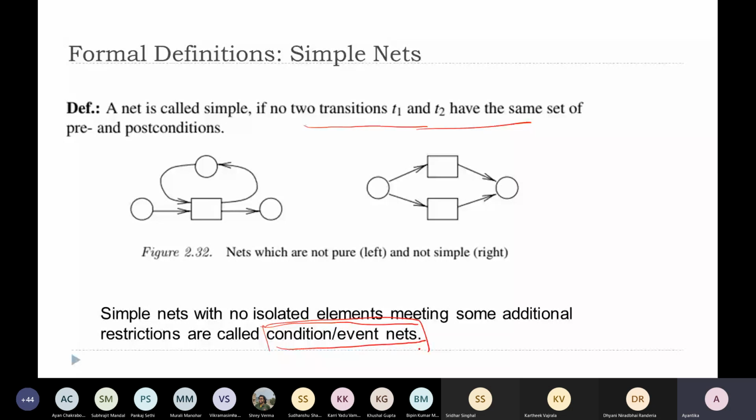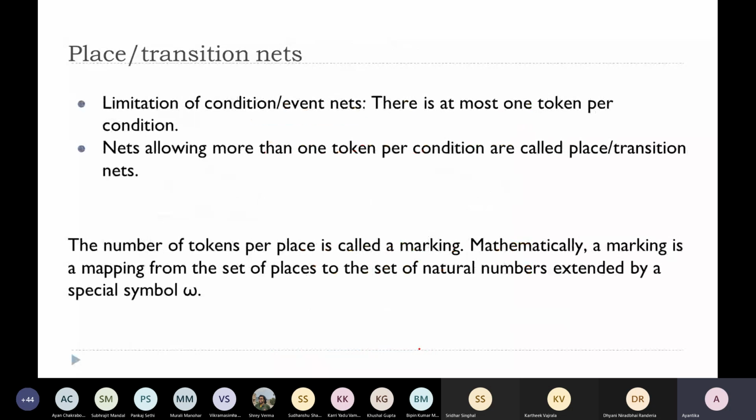This condition event net is basically the simplest form of Petri net, and we will see a few improved versions of this simple net, which are mostly used in embedded system modeling or CPS modeling. From the condition event net, we come to the place transition net, where the number of tokens per place is called a marking. That means a particular place may not be a single token holder, but a multiple token holder.